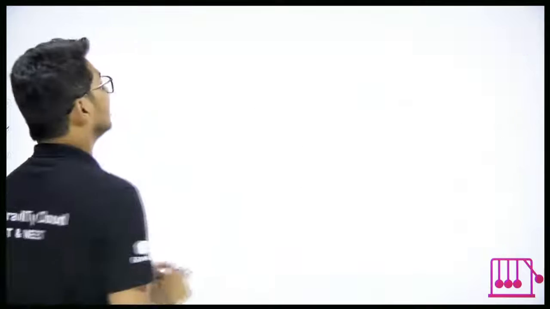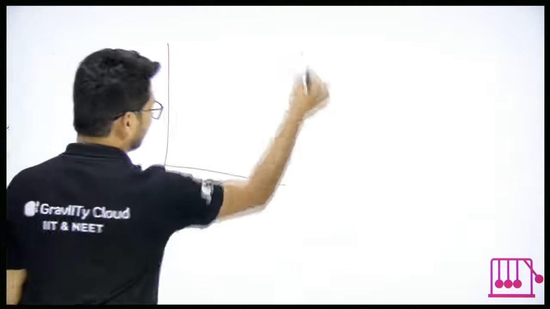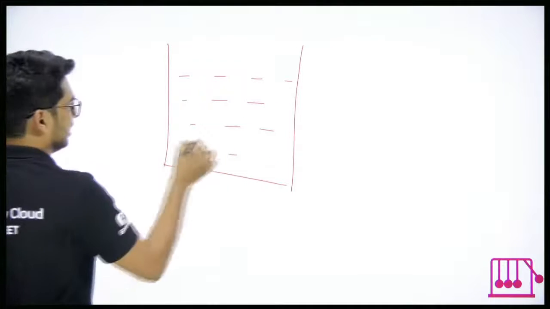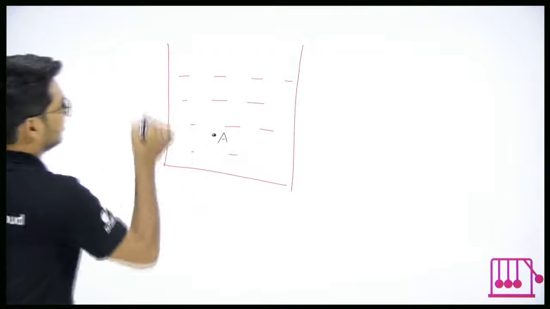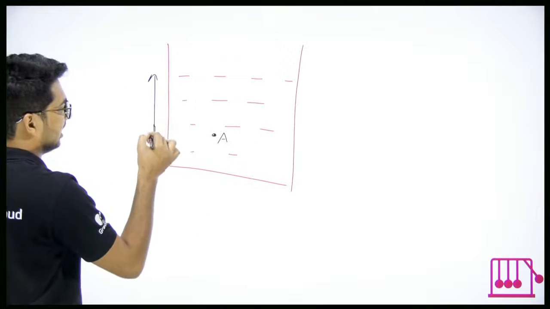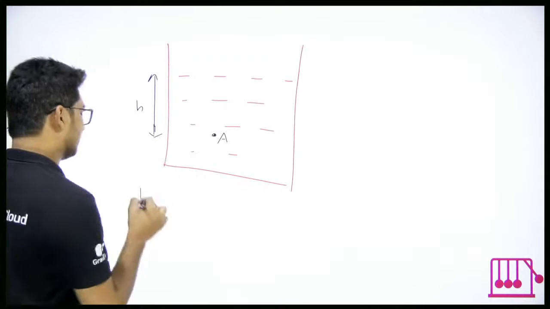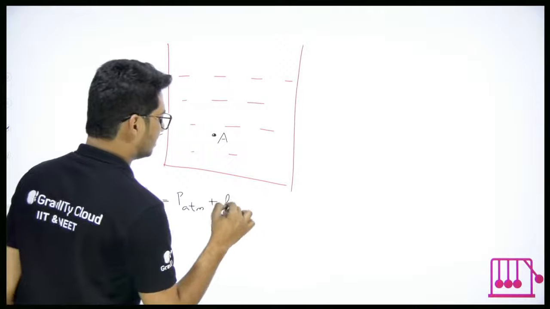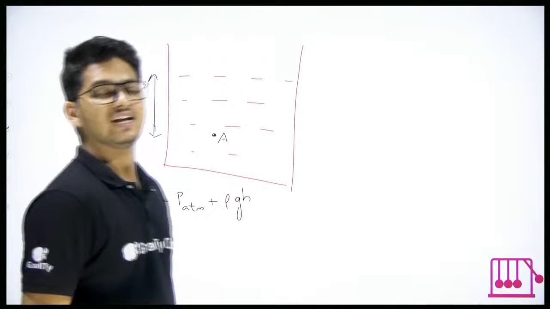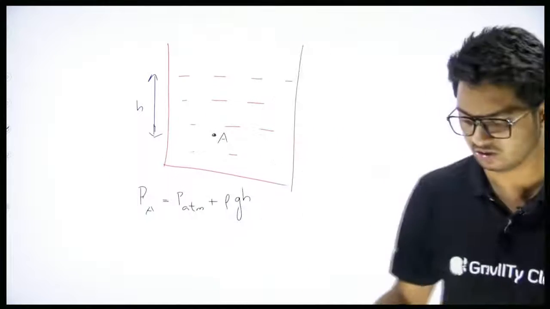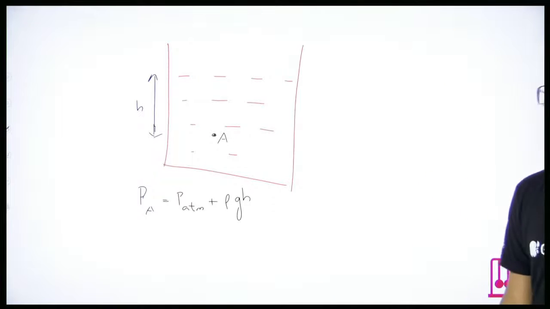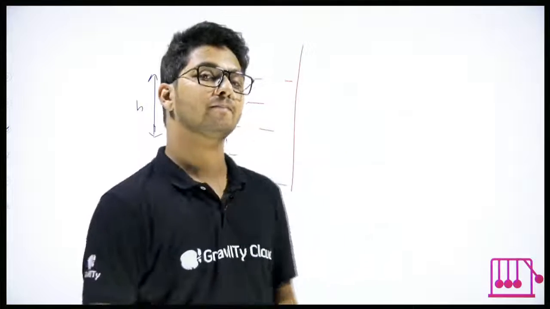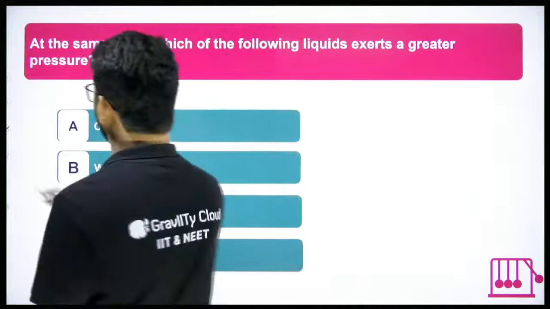So all that you have to understand is pressure at any depth h. If I take any container, this is the surface, and at any depth h, at any point, let's say this is the point A, get the depth, and pressure at A will be equal to atmospheric pressure plus rho g h. Rho is the density of liquid, g is acceleration due to gravity, h is the depth of that point. As simple as that. Good? Okay. So let's go into a few questions then.